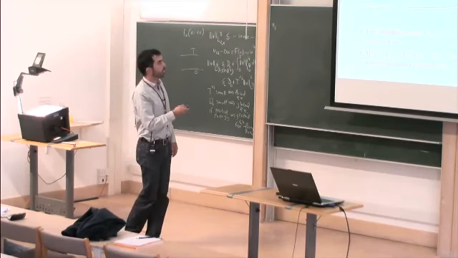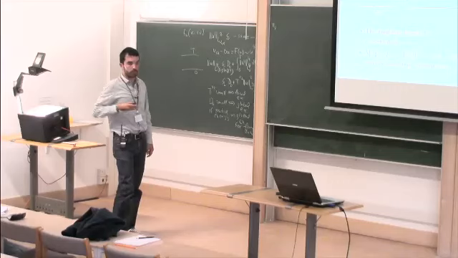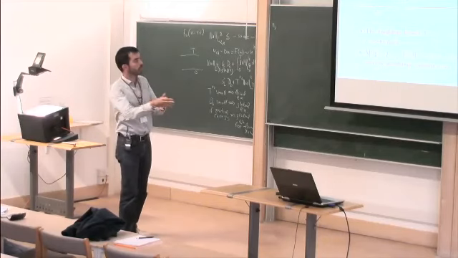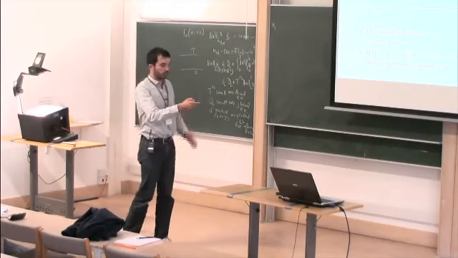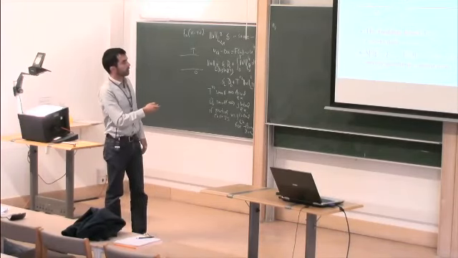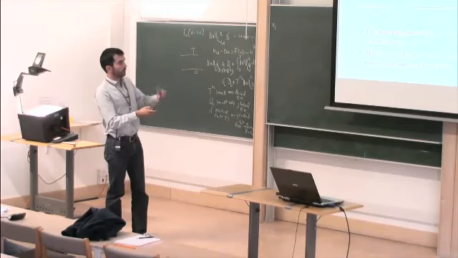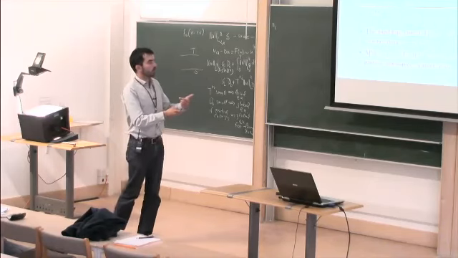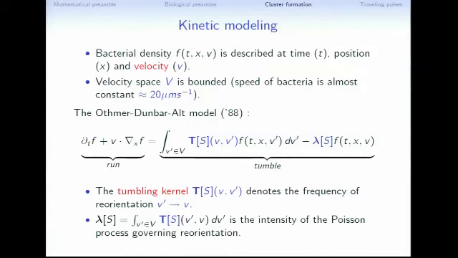So you have a run phase, which is a transport equation. Without the right-hand side, it would be a free transport equation, which describes cells moving in a straight direction. And then you have a random process in the velocity variables, which accounts for reorientation.